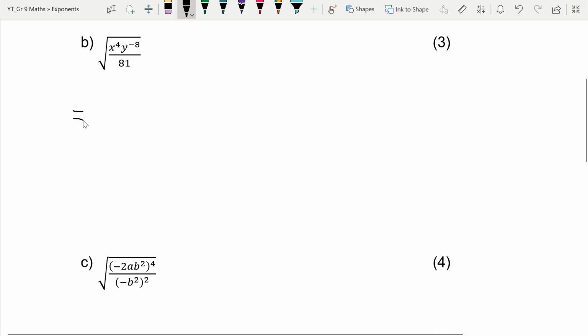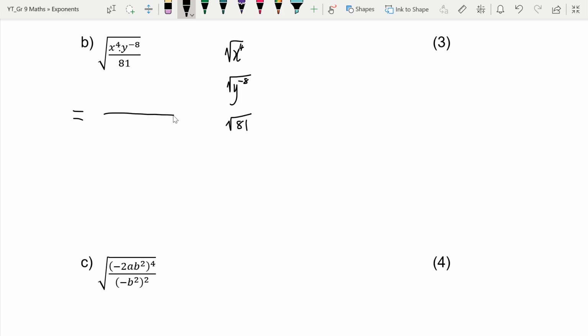For B, we are dealing with a fraction. That's okay. We still just have one term. At the top, we've got one term. Everything is being multiplied and it's being divided. So we can get the square root of each of those separately. We can get the square root of x to the power of 4. We can get the square root of y to the power of negative 8. And we can get the square root of 81. They are all square rootable. Let's say it like that. So what is the square root of x to the power of 4? It will be x squared.